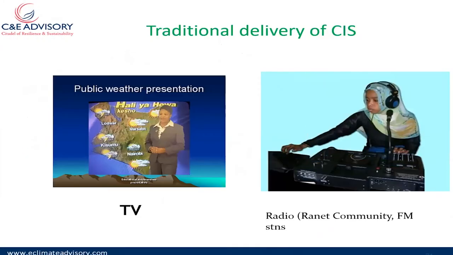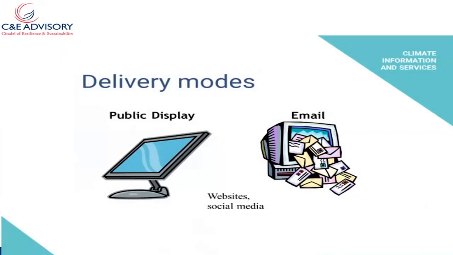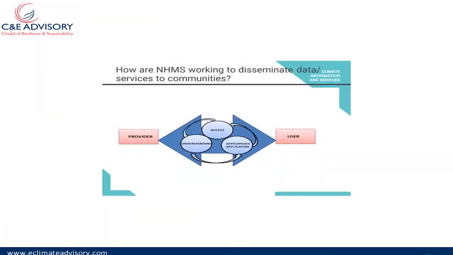So that's just a photograph showing a public weather presentation, which has been very, very common. Sometimes we have the radio, which is also common in terms of delivering climate information. And this is what we are calling the traditional way of delivering a climate information service. As you were growing up, I think this was the only method that was available until the mobile phone came in. Then we have the public displays, we have websites and social media, and we have emails.